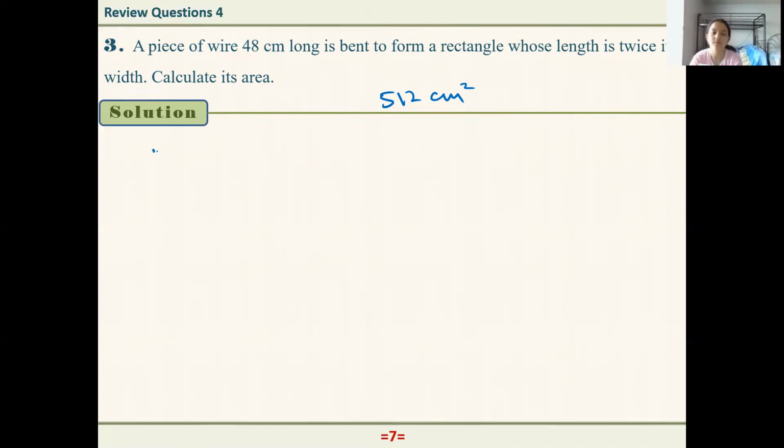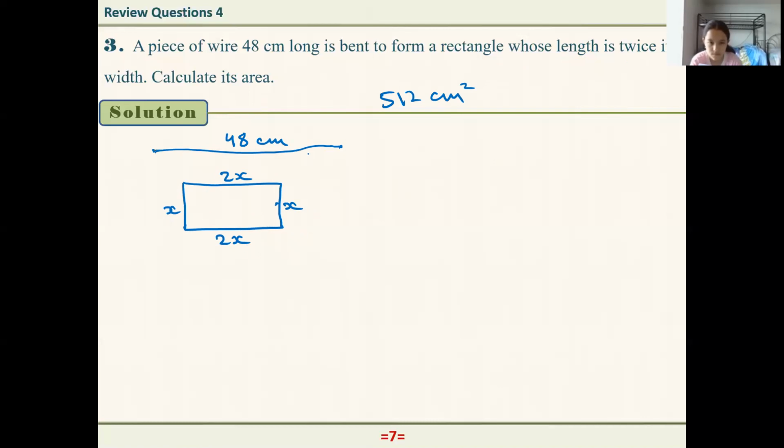Okay. So a piece of wire, 48 centimeters long. Now we have a piece of wire that is 48 centimeters, and it's bent to form a rectangle. We formed a rectangle using this wire. And it says that its length is twice its width. So if its width is, let's say, x, right? So its length is 2x. Calculate its area.